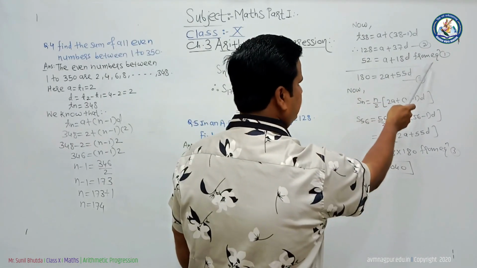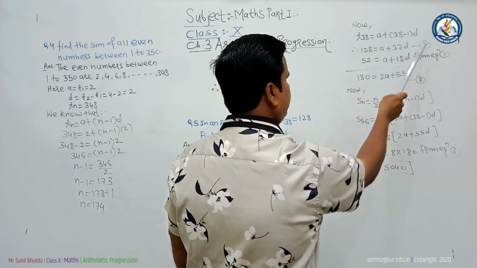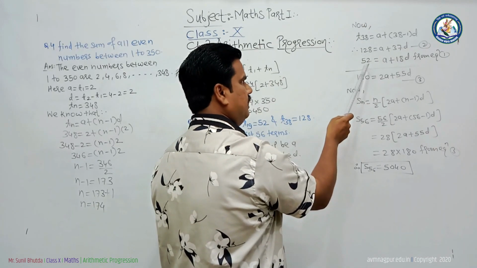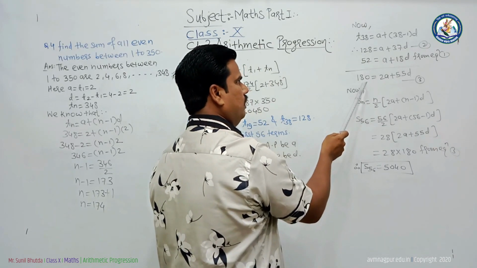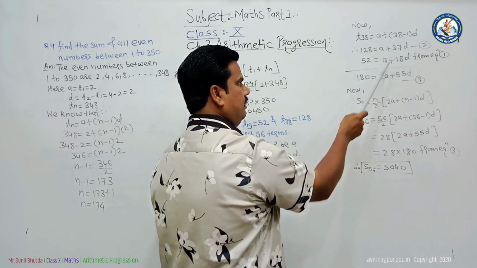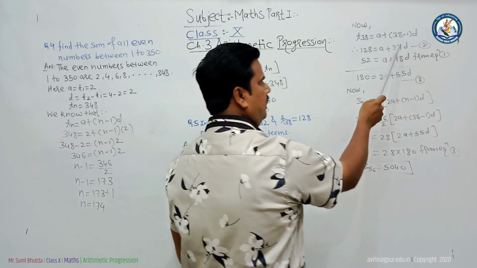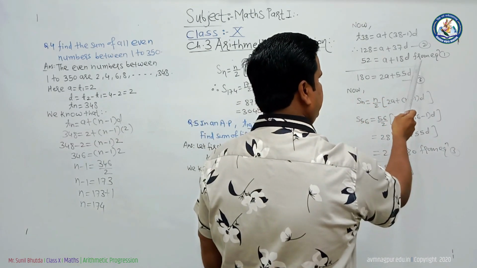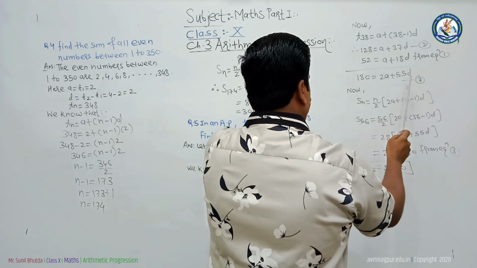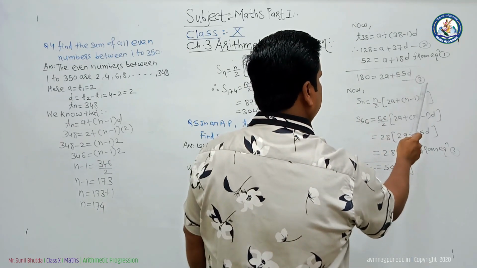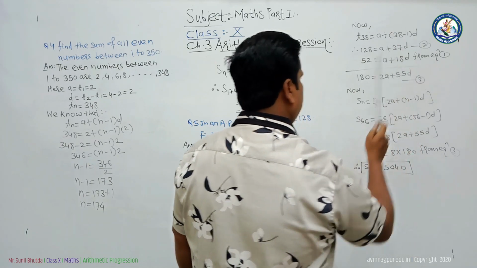Now add these two equations. What we get? 128 plus 52 will give 180. a plus a will give 2a. 37d plus 18d will give 55d. Let this be our equation number 3.